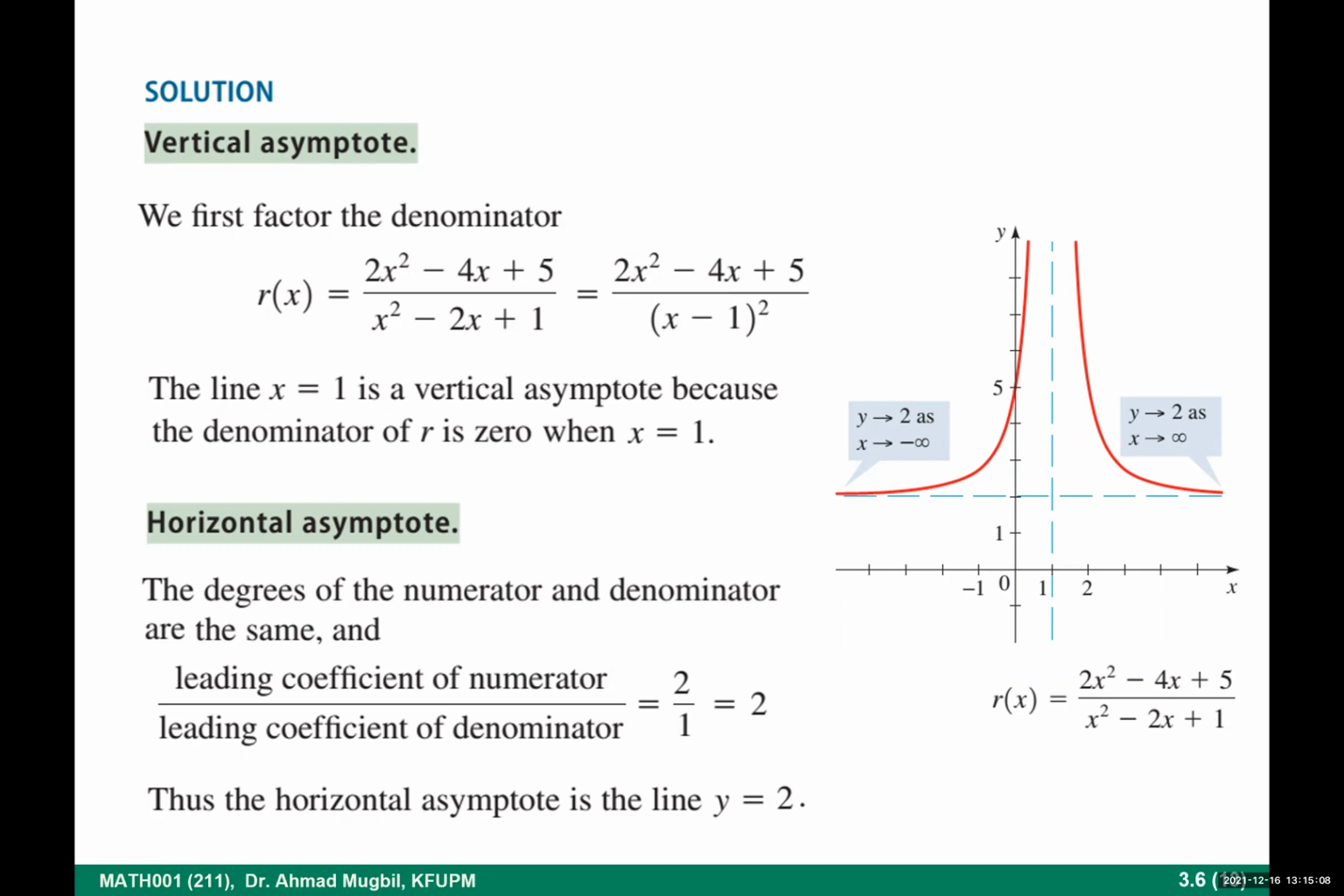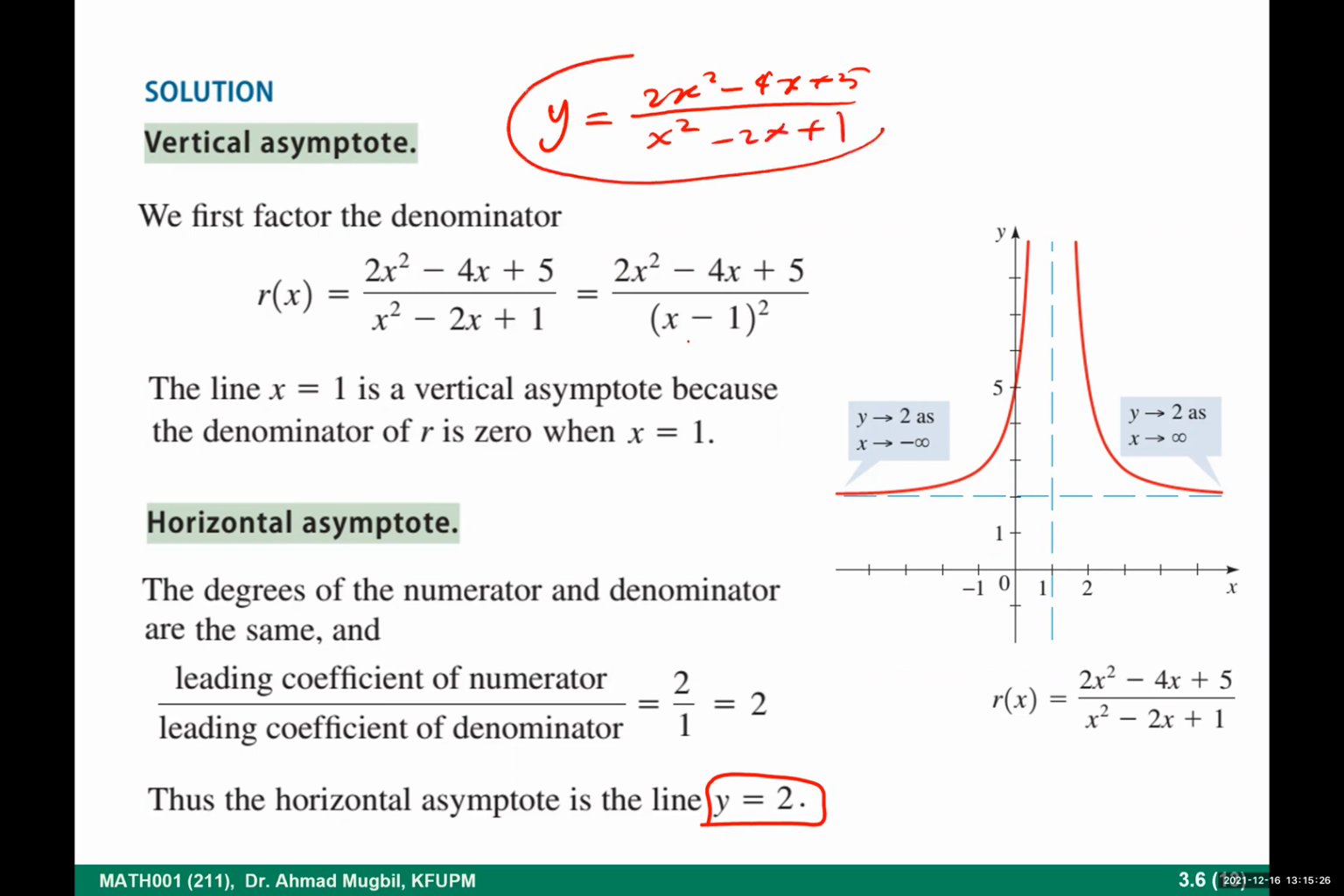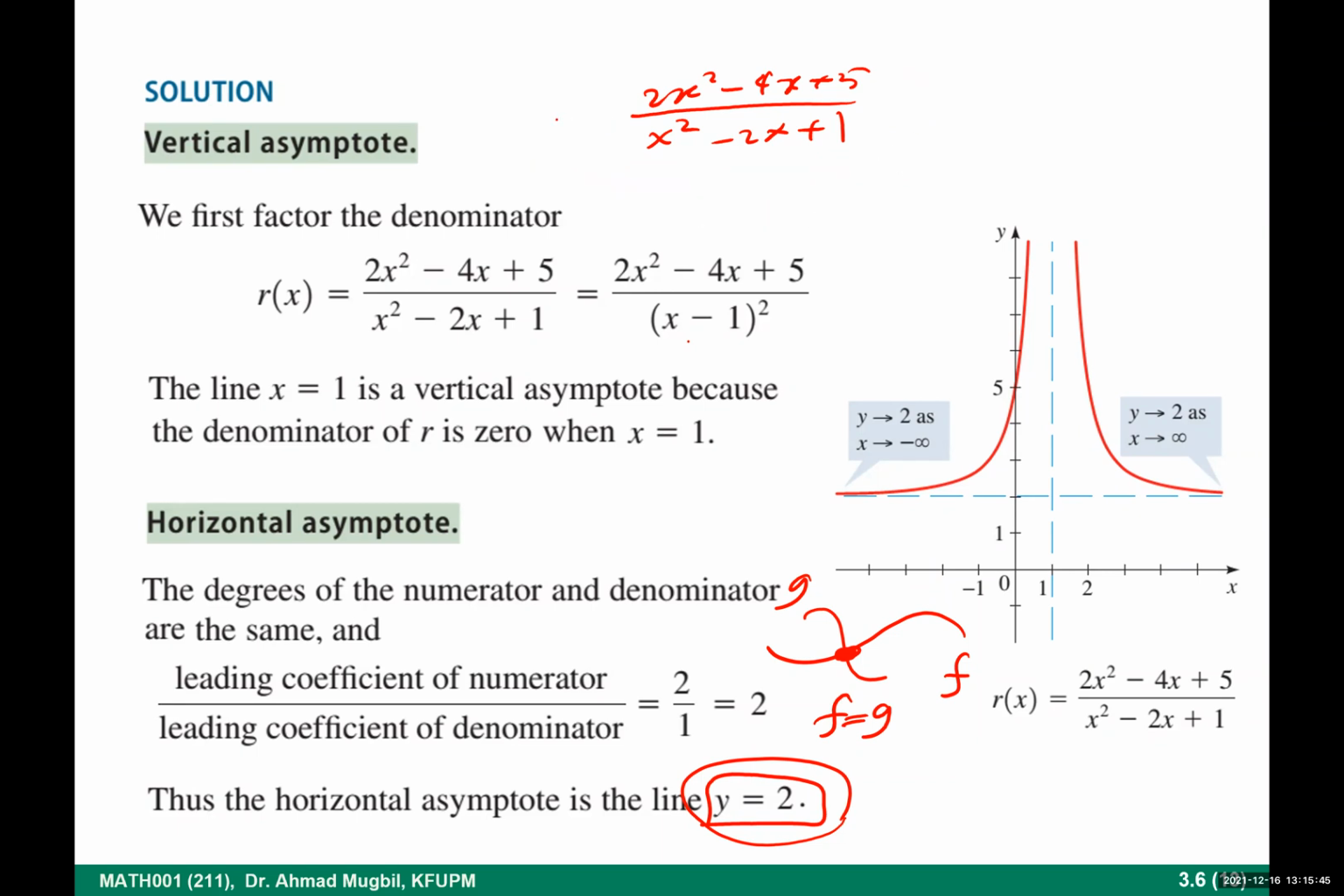If you want to know this one, what is the horizontal asymptote? Y equals, what is the function? What is y of the function? 2x squared minus 4x plus 5 over x squared minus 2x plus 1. How do we know whether the graph of the function intersects the horizontal asymptote or not? When you have two graphs, a function f and another function g, what will happen at the intersection point? They will be the same. F will be equal to what? To g. So we will equate them. Equate this with what? With 2.